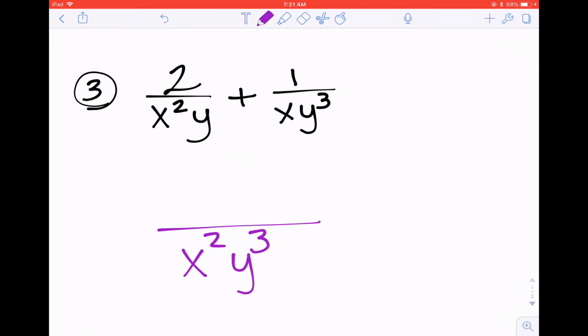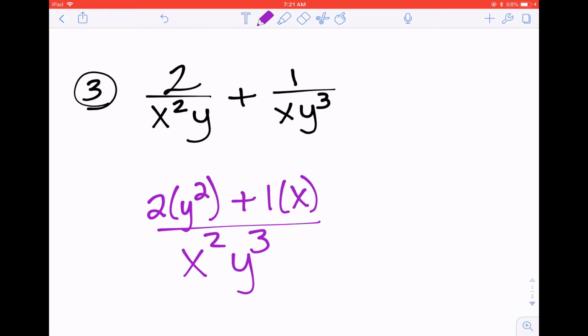And so in the first fraction, we need to multiply by just y squared because it's already got the x squared and it's already got one of the y's. So we're going to multiply 2 by y squared. In the second fraction, we're missing an x, and that's it. So we're going to multiply by just x.